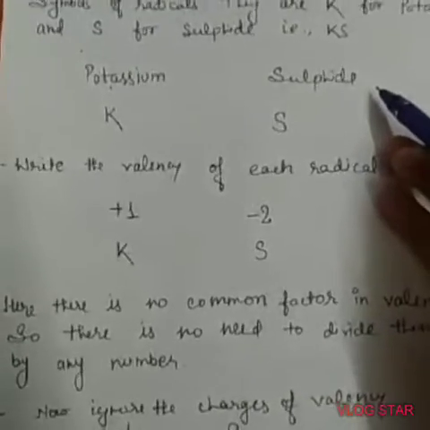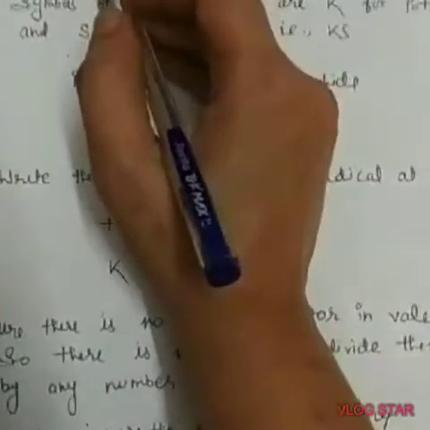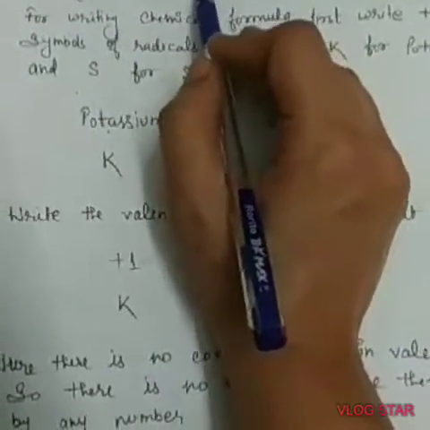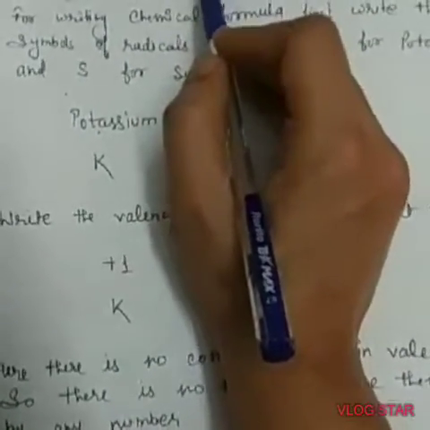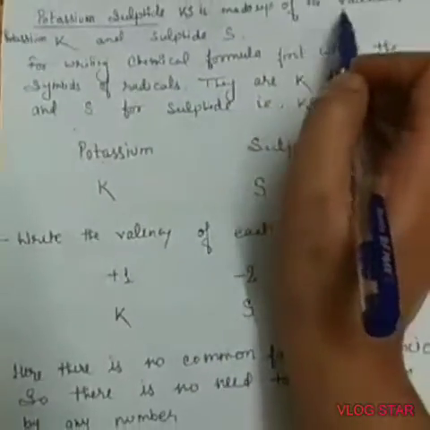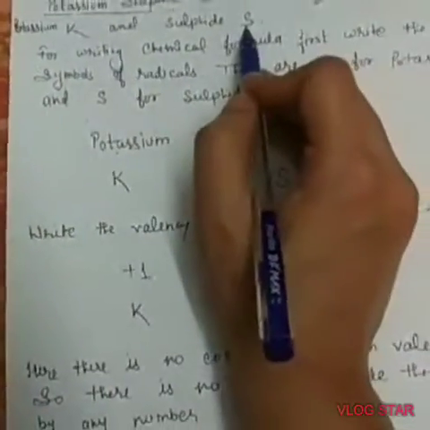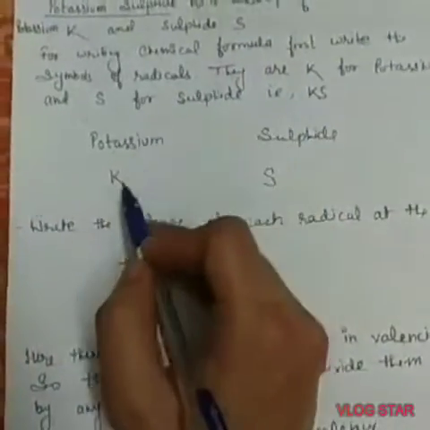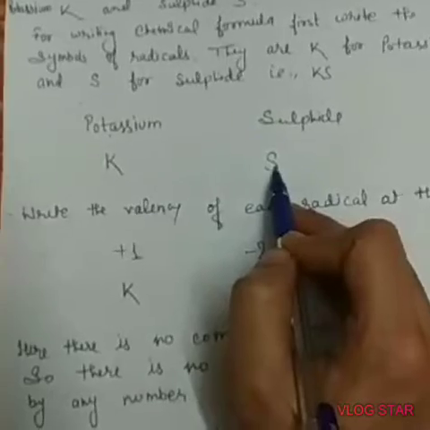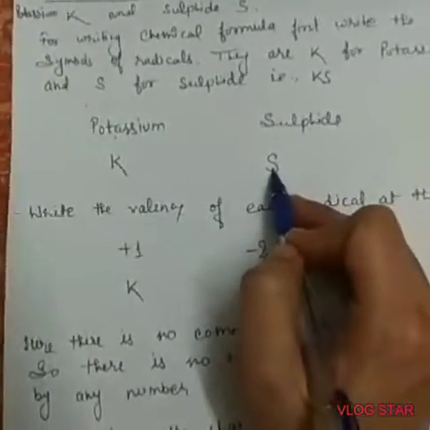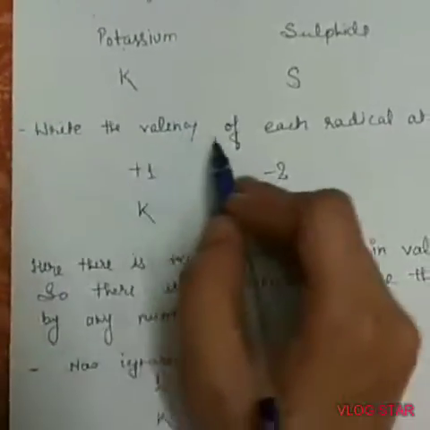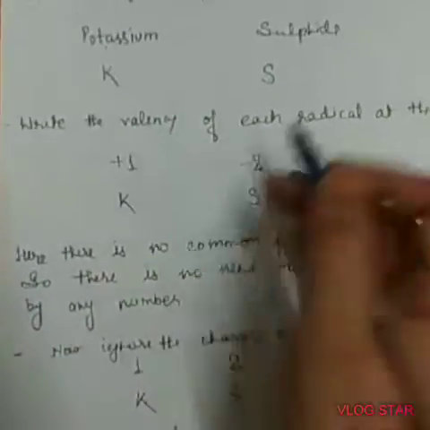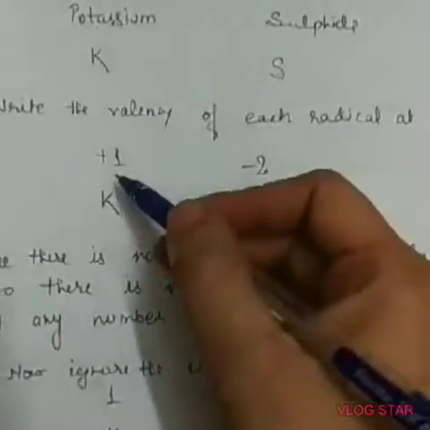Now let's discuss the chemical formulas of radicals. Let's take an example, potassium sulfide. The symbol of potassium is K and of sulfide is S. Potassium sulfide is made up of the radicals K and S. For writing the chemical formula, first write the symbols of the radicals, K for potassium and S for sulfur. Got it? Now write the valencies of each radical at the top.